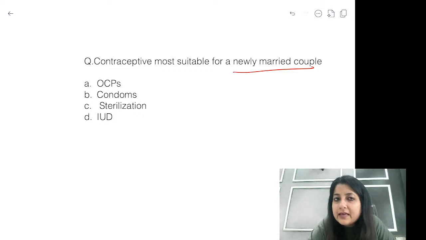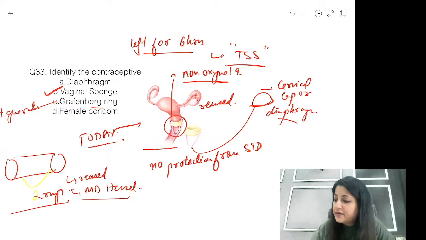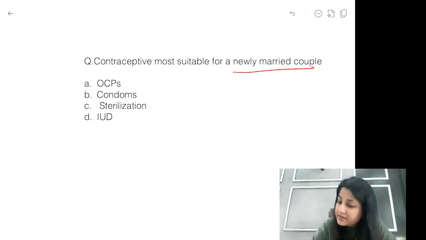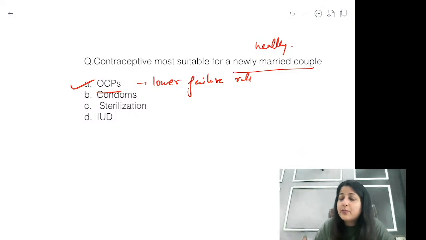न्यूली मैरिड कपल के लिए कौन सा कॉन्ट्रासेप्शन है? OCP, कॉन्डम, स्टेरिलाइजेशन, IUDs. ऑप्शन सी मैंने बताया था ना, ग्राफेनबर्ग रिंग. इट्स द फर्स्ट जनरेशन IUD. It is inert. Very good. OCPs, if it's a newly married healthy couple, because it has a lower failure rate. But if the woman has some heart problem, then barrier method.